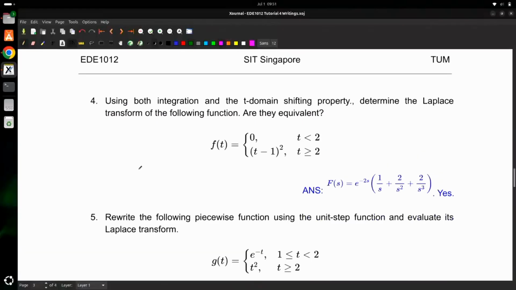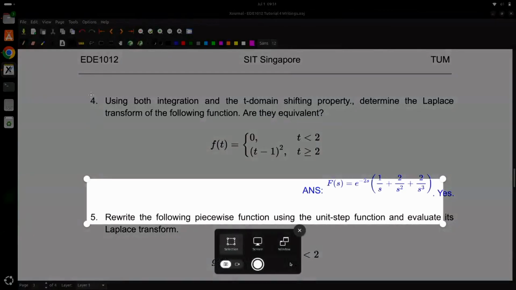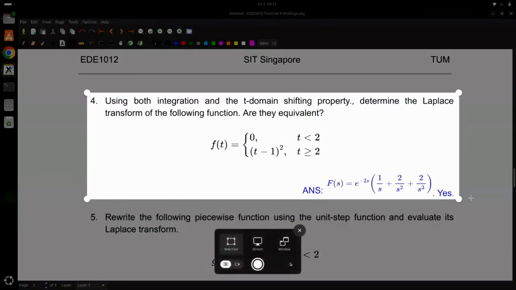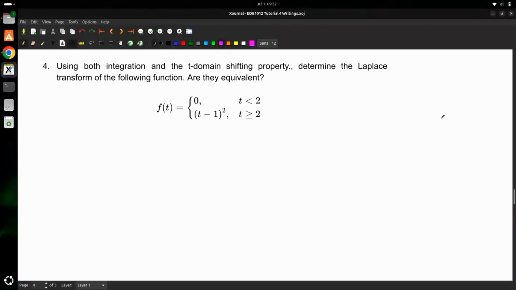Question 4, I don't need to do, right? Do I need to do? Yes. Then I'm definitely not going to do question 5, because question 4 and 5 are quite similar. Yeah, so this one, if you do integration in the t domain, you will get the same answer. So do I need to do the integration part?